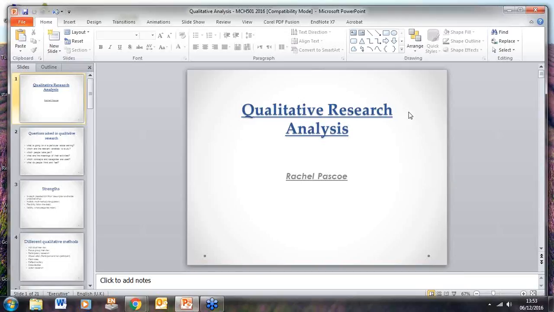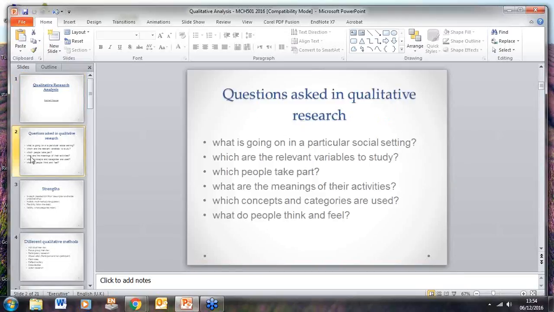So what I'm going to talk to you about today is qualitative research analysis, so you've got the other side of the question. Let's just recap. When we're talking about qualitative research, we're looking at questions about what's going on in a particular setting, what the relevant variables to a study are, which people take part, what the meaning of that activity is, what concepts and categories are used, and what people think and feel. So we're looking at very different questions.